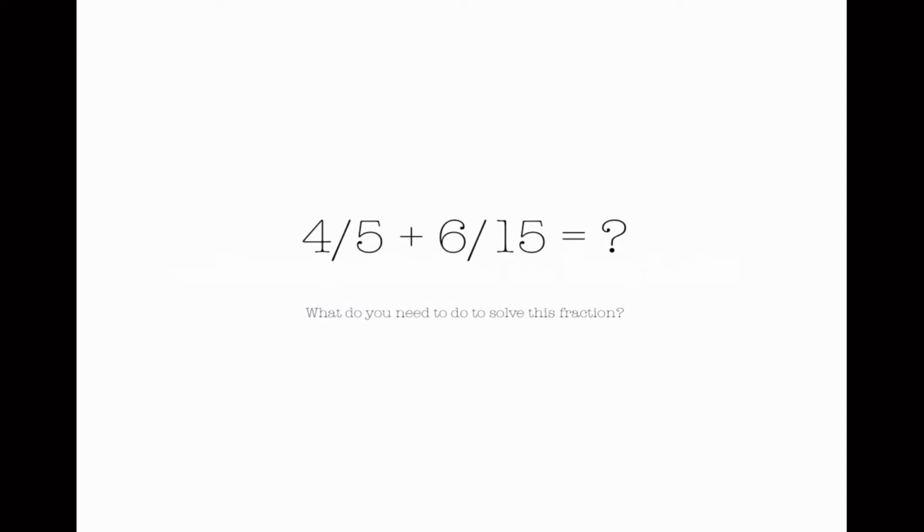Now, if you look at this fraction, if you need to solve this fraction, what is the first thing that you need to do in order to solve it? Any student and any teacher will be able to tell you that you need to find the common denominator. So you need to take the 5, which is the denominator of the first fraction, times 3, and the numerator times 3, and in order to get the final answer, which is, what is that? 4 times 3 is 12, 12 plus 6 is 18, 18 upon 15.